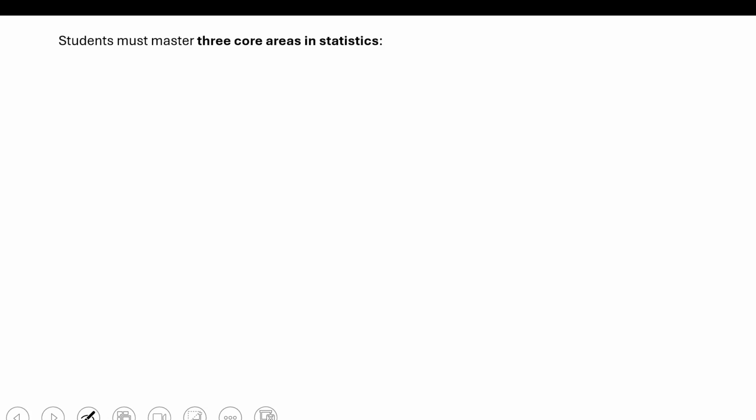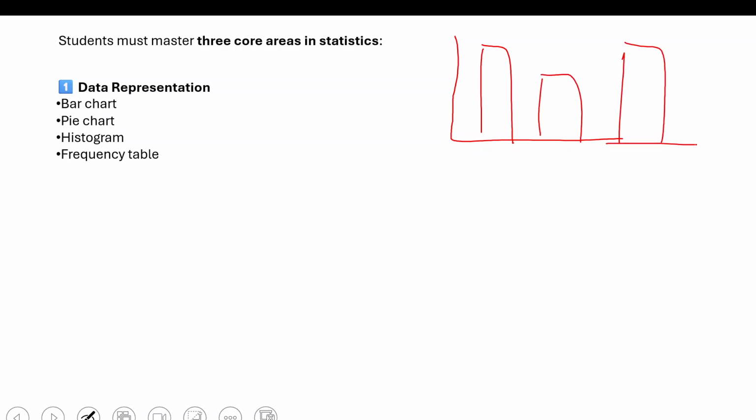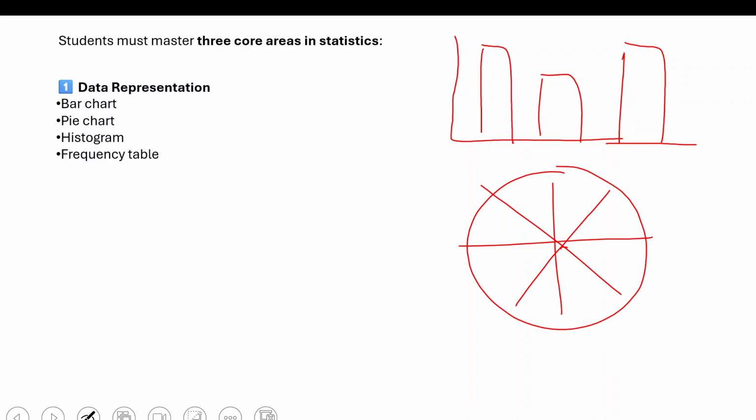All right, students should master 3 core areas in statistics: data representation. You have bar chart, you have pie chart, you have histogram, you have frequency table. A bar chart is a chart that looks like this, just showing bars. It's a pie chart when we are dividing 360 into different parts.